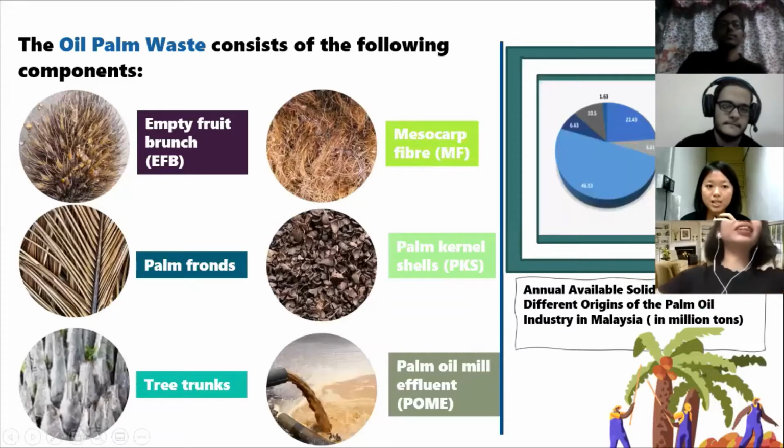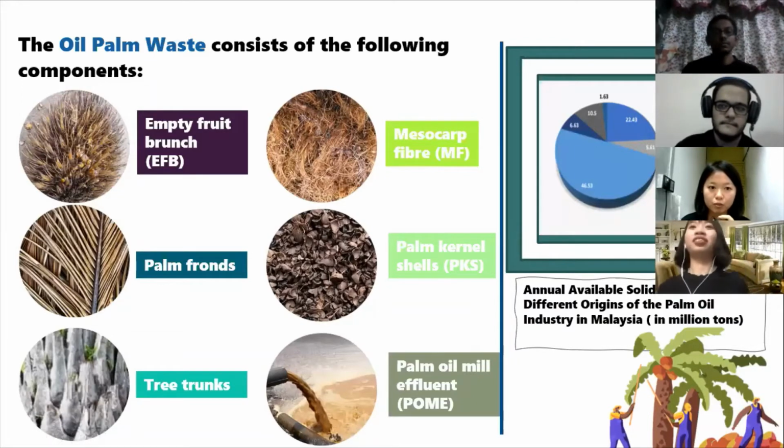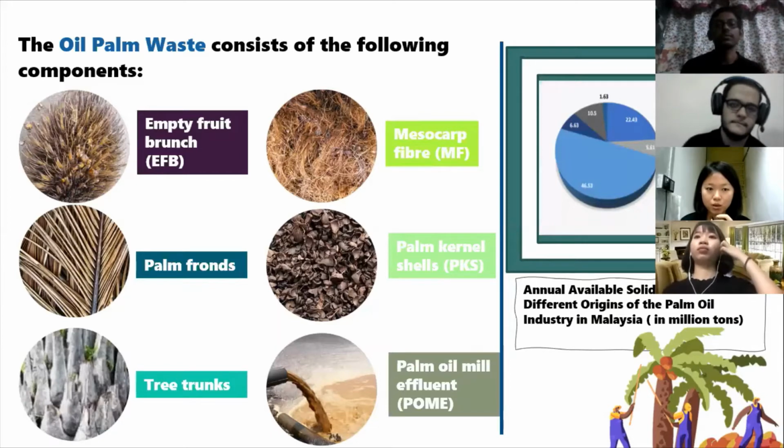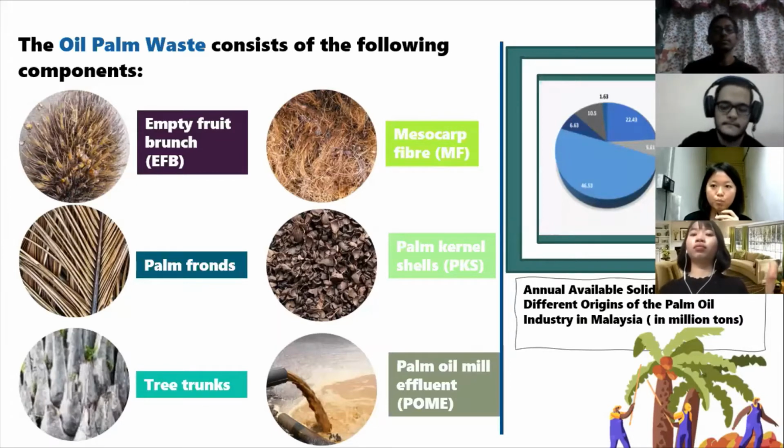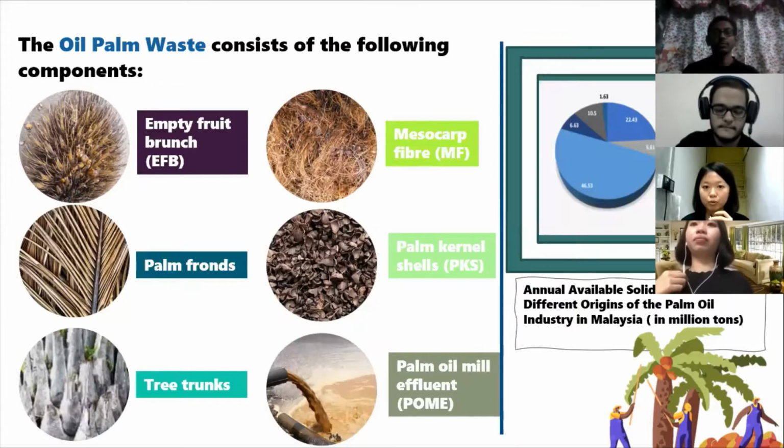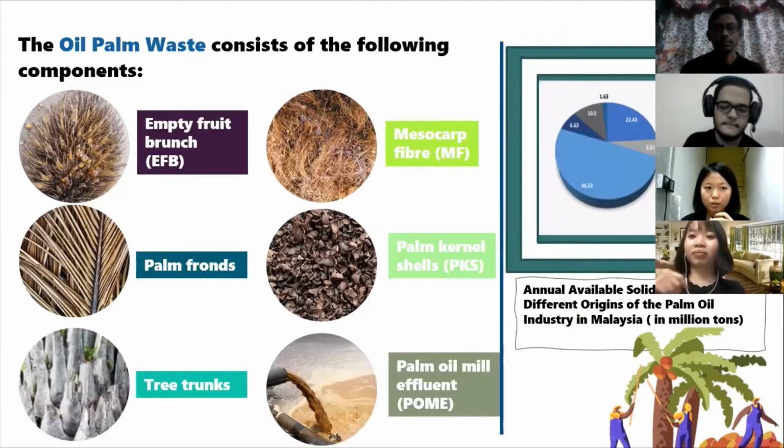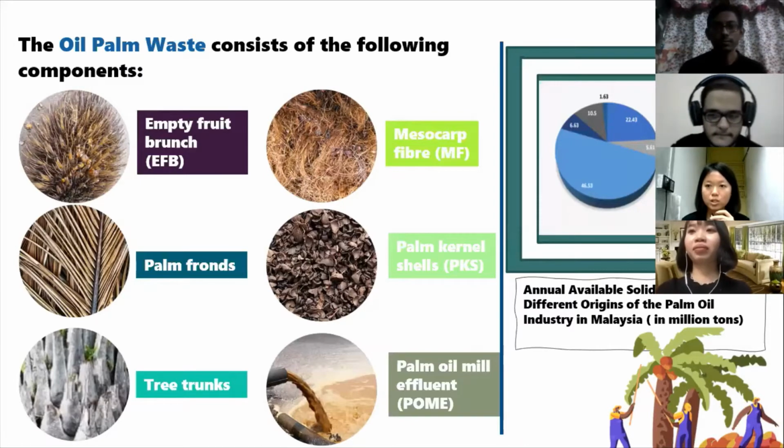Okay, these are the components of the oil palm waste. First one, the empty fruit bunch, and then the palm fronds, which is the leaf, the tree trunks, and the mesocarp fibers, which is the biomass residue obtained after pressing the palm fruit for the palm oil extraction. And then the palm oil mill effluent, POME, is the wastewater derived from processing of the palm fruit. Next slide.